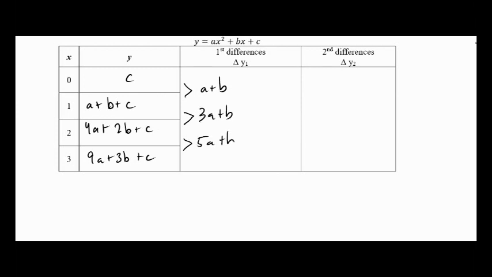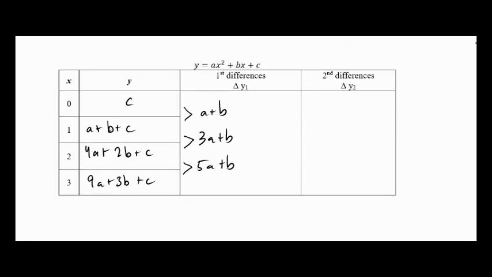Nice. And do we see a pattern happening here? Not the same, not linear. We knew that because we can see the polynomial has a degree of 2 that we're working on.